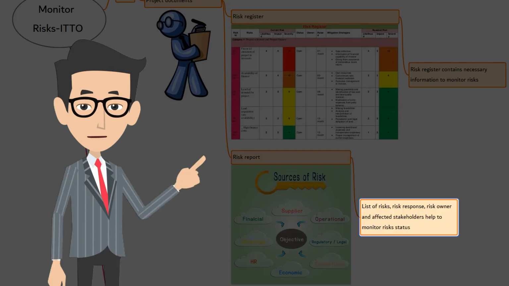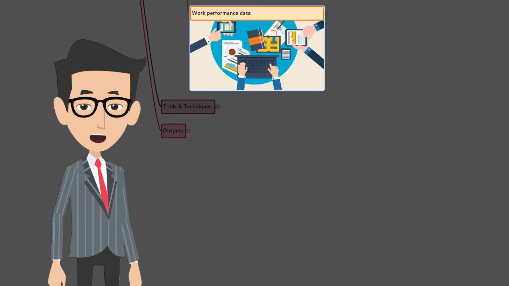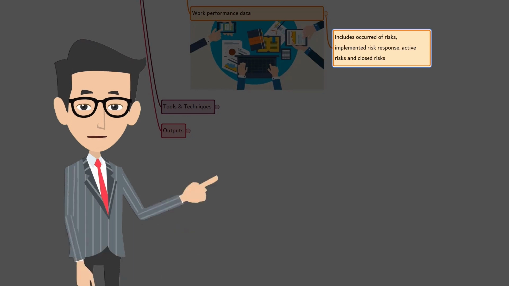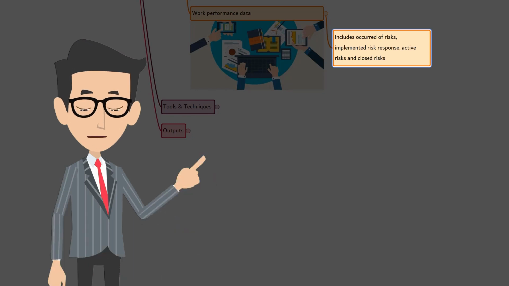Risk report. The risk report will have the list of risk and the risk response along with the risk owners and the affected stakeholders. The third input is work performance data. As a part of project status, the work performance data includes the risks that have already occurred, implemented risk responses, active risk, and closed risks.